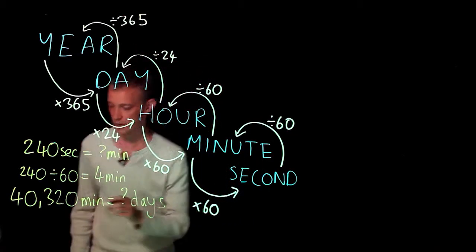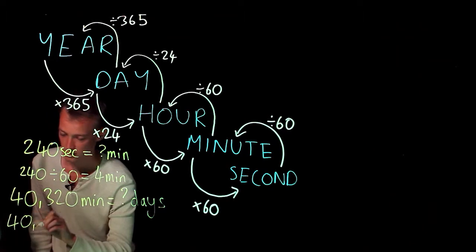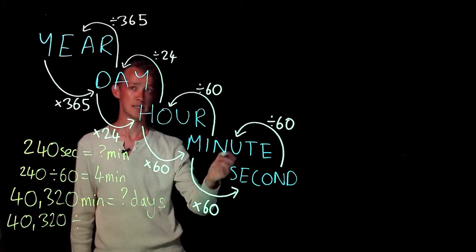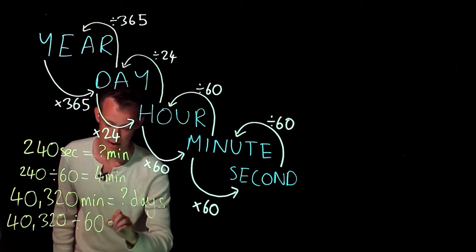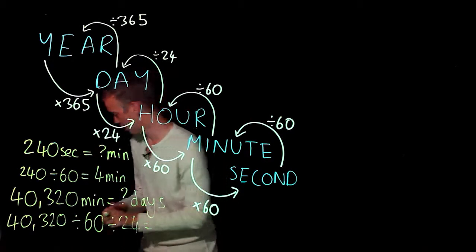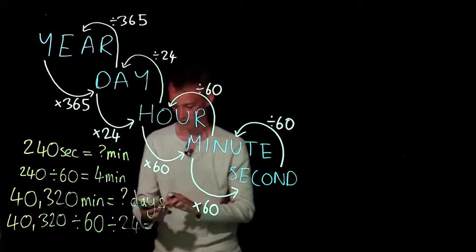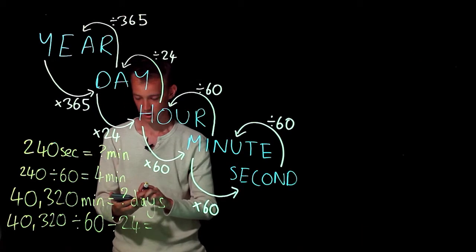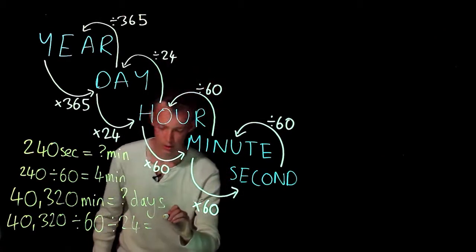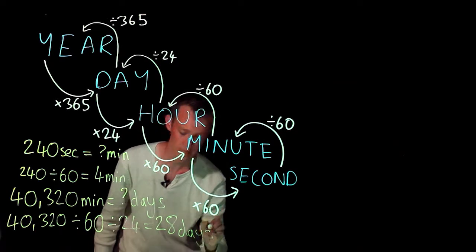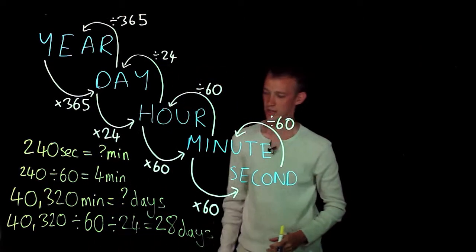So on my calculator, I'm going to be doing 40,320. I'm going to be dividing by 60. I'm then going to be dividing by 24. And let's see what answer I'm going to get. 40,320 divided by 60, and I'm going to divide by 24. I should get, my correct answer is 28 days. Okay, both of these examples go exactly.